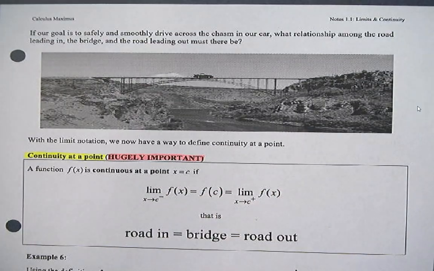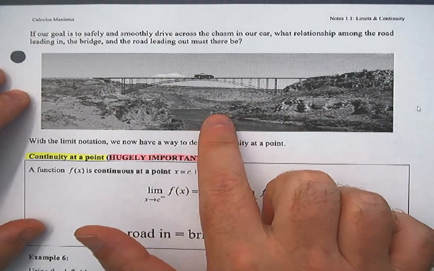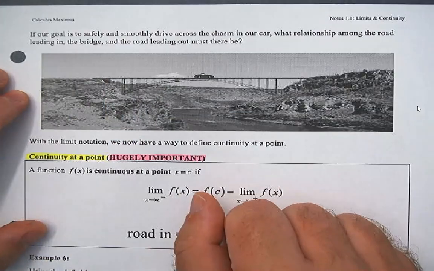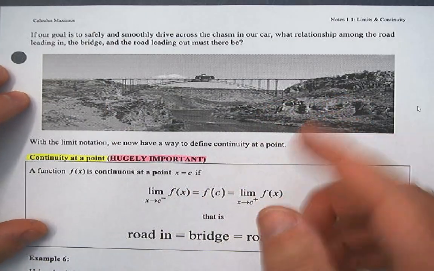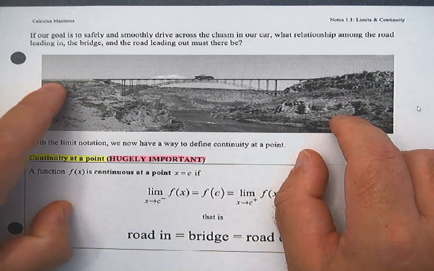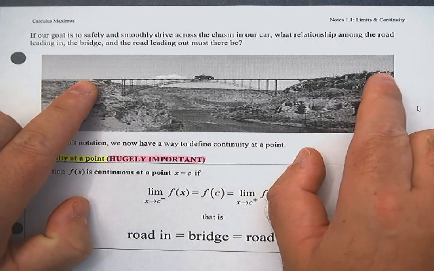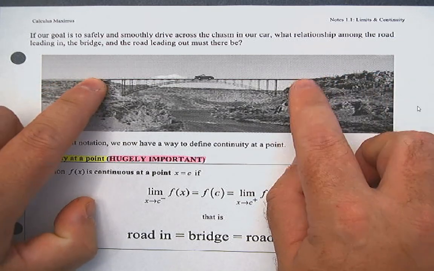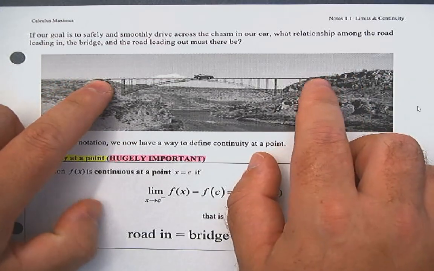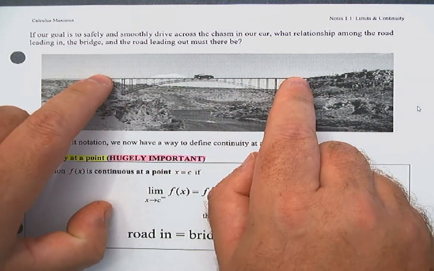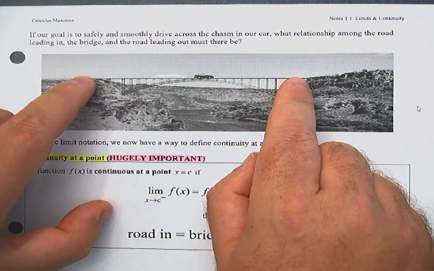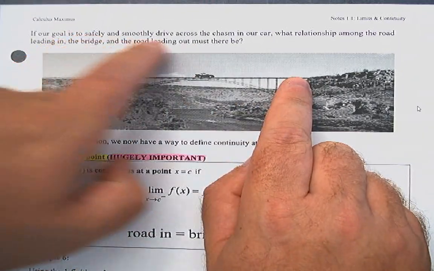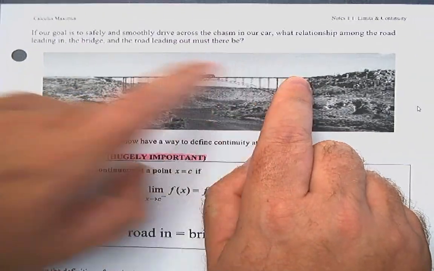So what is the requirement if I want to get across the chasm smoothly, as he says, safely and smoothly? I need all three of the things to be at the same height. So I need the road coming in, the road coming out. I could think about this as coming in from both sides, but road coming in, road coming out, they need to be at the same height. And then the bridge itself needs to be at that height, right? So if this was way up here at like 30 feet higher, I would not have this sort of smooth transition. It would be, woo, we'd have to rush down.